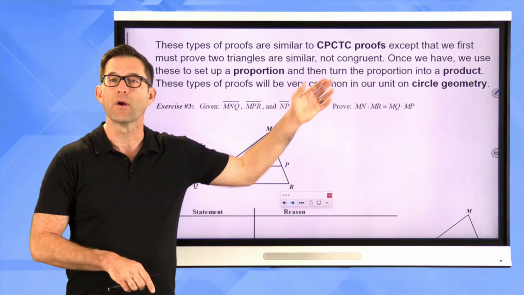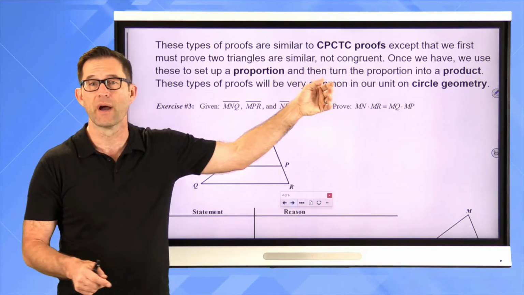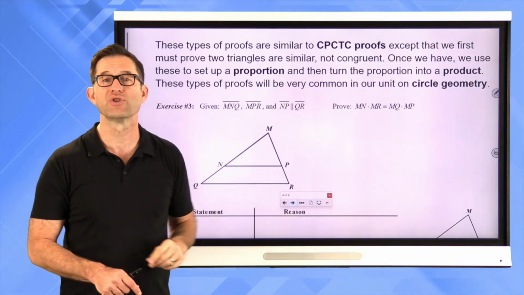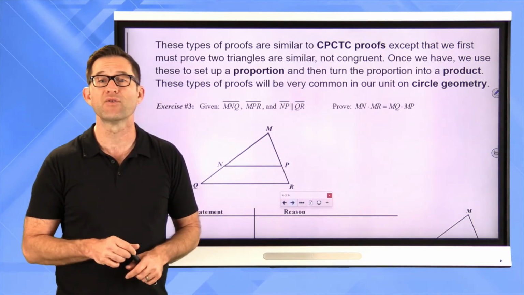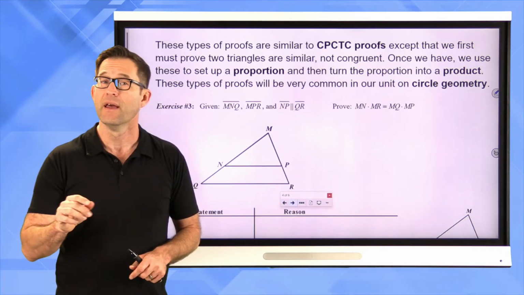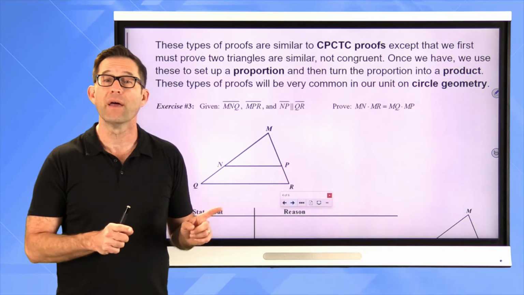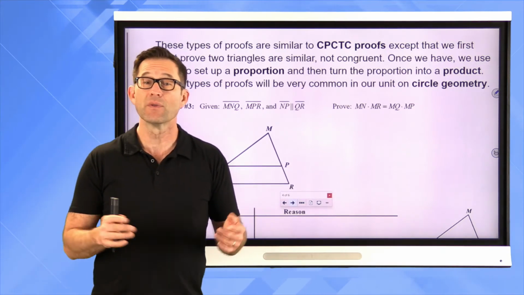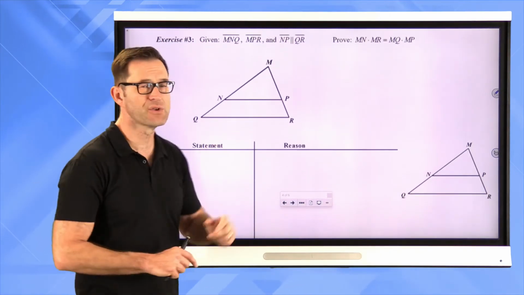This is very similar. Once we have proven two triangles are similar, we use these to set up a proportion and then turn the proportion into a product. These types of proofs are very common when we get to our unit on circle geometry. Now that won't be until unit 9, so it's a ways away, but we need to have this kind of reasoning down pat before we get there. So let's look at a simple example of this type of proof. Exercise number 3.